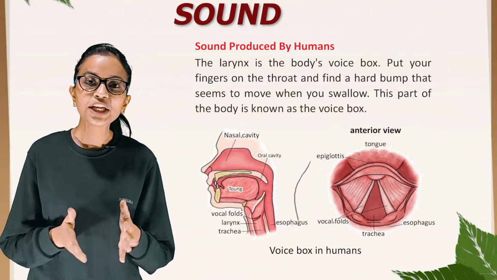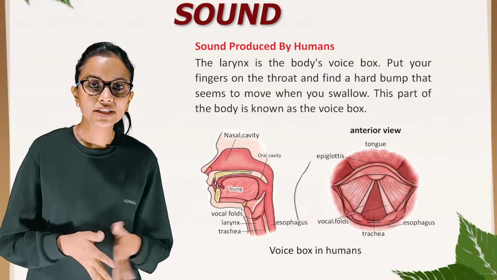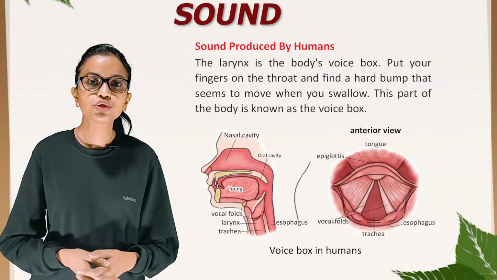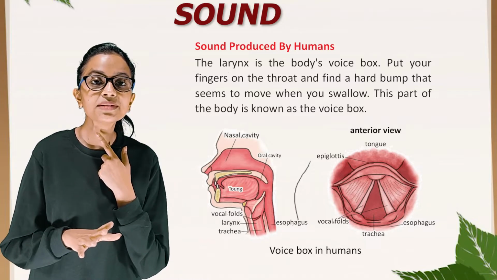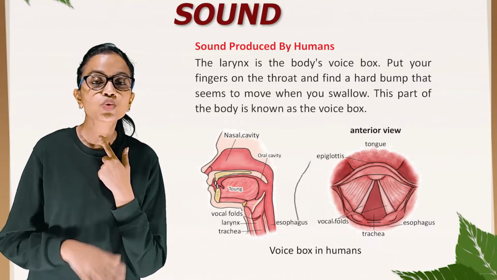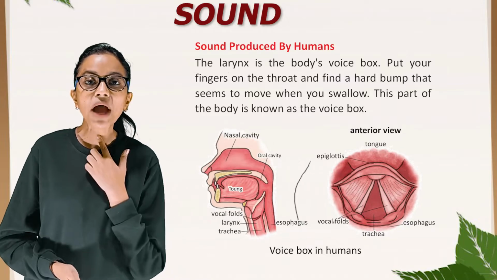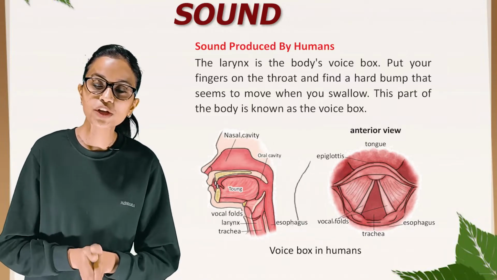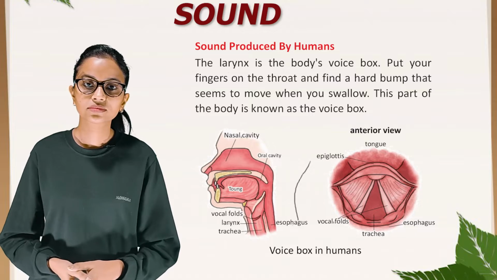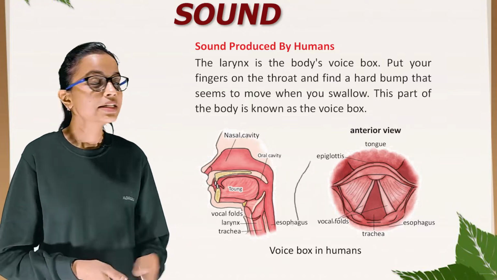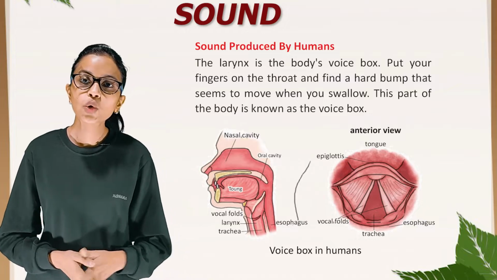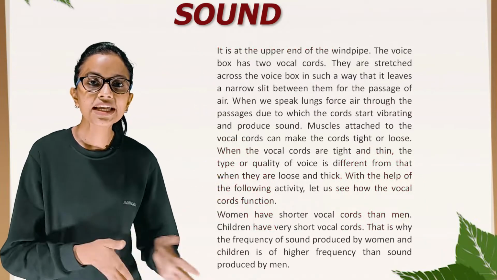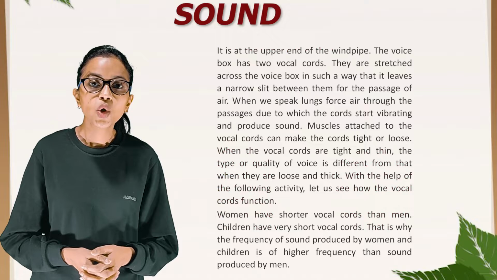Sound is produced by humans. The larynx is the body's voice box. Put your finger on the throat and find a hard bump that seems to move when you swallow. This part of the body is known as the voice box. This is the diagram of a voice box in humans. So go through it. It is at the upper end of the windpipe.